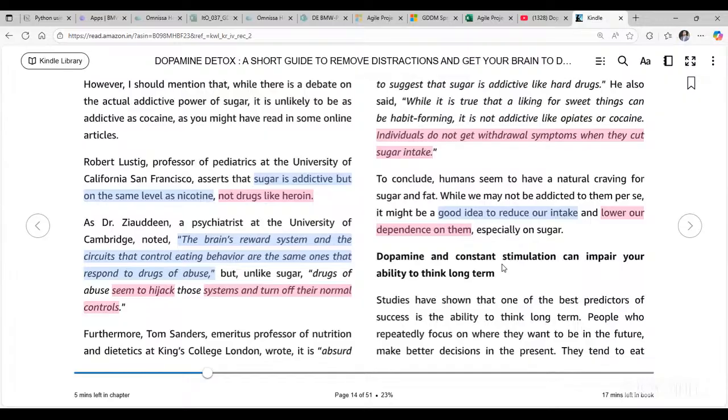Dopamine and constant stimulation can impair your ability to think long term. Very, very important. It is impairing our ability to think long term. So let's remember this: the next time we see some kind of compulsion, we can relate that this action is not only going to hamper my current moment, but in the long term my thinking ability will decrease. And if thinking ability decreases, decision making will also be impacted.